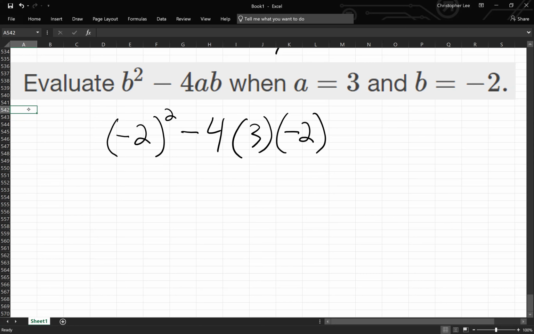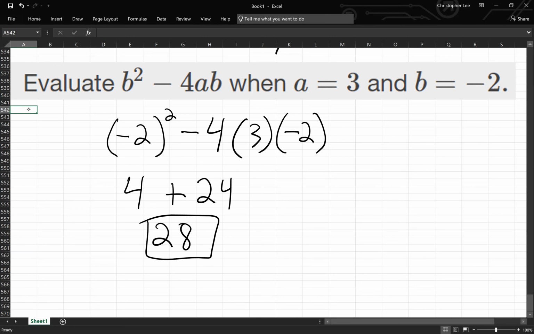-2 squared is 4. And then a negative times a negative is a positive. And then 4 times 3 is 12, and then 12 times 2 is 24. Add those together, I get 28, right? Not bad, right? Questions on that? No? Yeah, just plug it in. That's all.